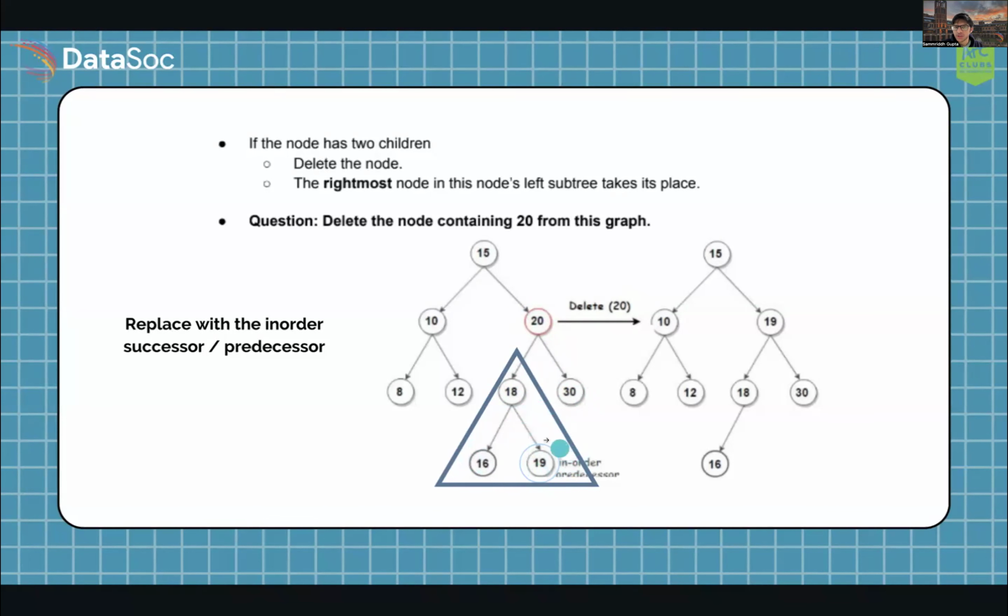We can't put 16 because again, 18 and 19 remain. So the in order predecessor in this case would be the value 19. So we lift 19 up, replace it and delete off 20. So if you see the binary search tree here, the left subtree has remained unchanged and the right one has got a 19 over here. So 19 is greater than 15, that's valid. 30 is greater than 19, that's valid. And both 18 and 16 are lesser than 19. So this is still a valid binary search tree and you've deleted a node with two children.